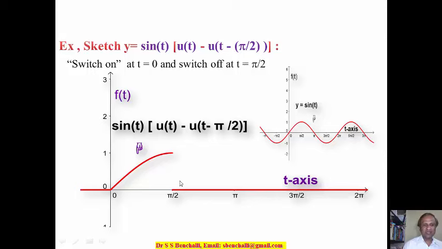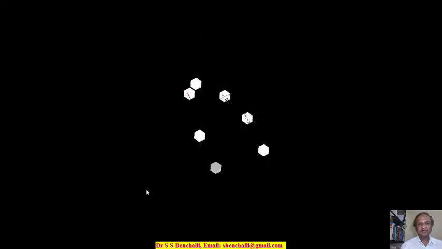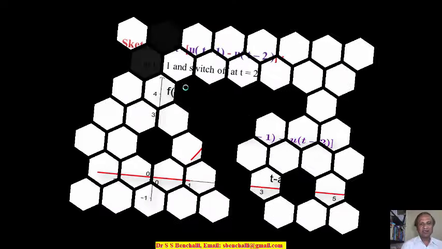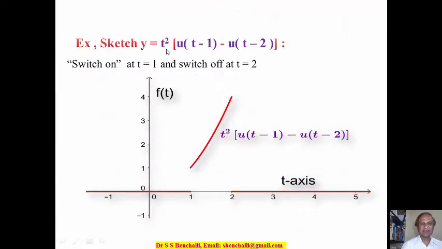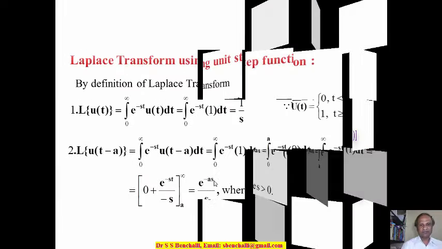Is it clear? This is the sine curve. It is on in between 0 and 5 by 2. That can be observed from the graph. Is it clear? And similarly, t square into u of t minus 1 minus u of t minus 2. Again it is on in between 1 and 2. Otherwise it is off.